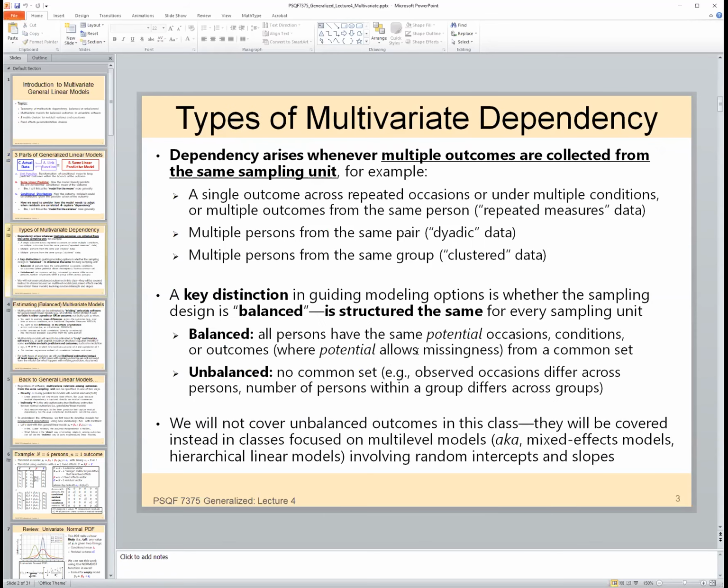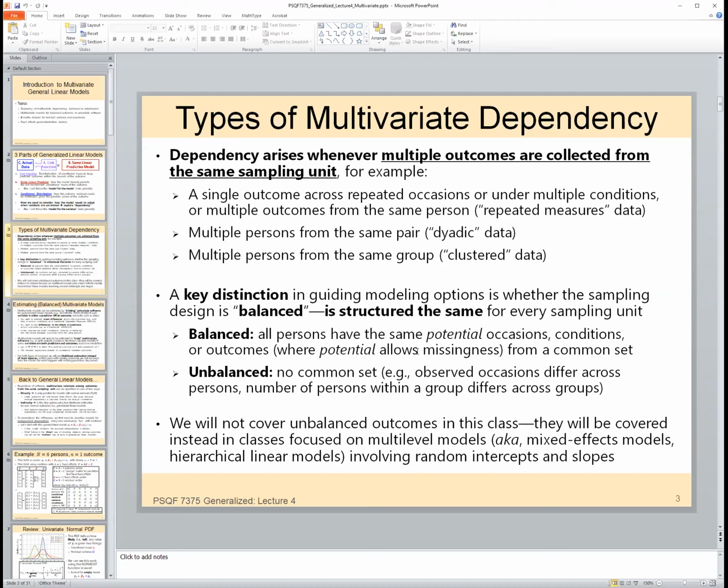So what's going to happen? So dependency, that word just means correlation. It means that the outcomes from the same sampling unit are going to be correlated. So this happens very commonly in otherwise cross-sectional samples of individuals when you have a repeated measures design. So you have the same person provide you with outcomes under multiple conditions. So for instance, under a condition of no feedback versus positive feedback versus negative feedback, something like that.